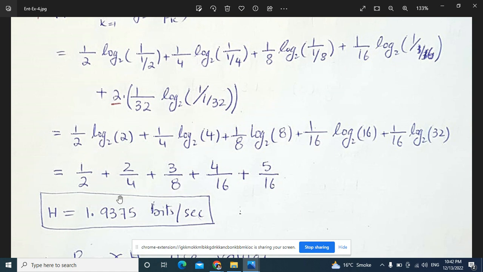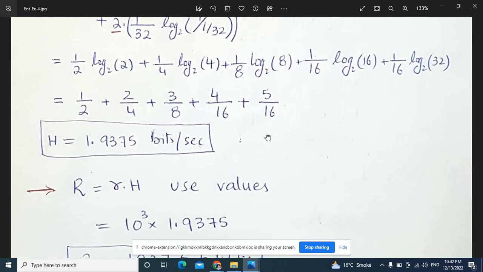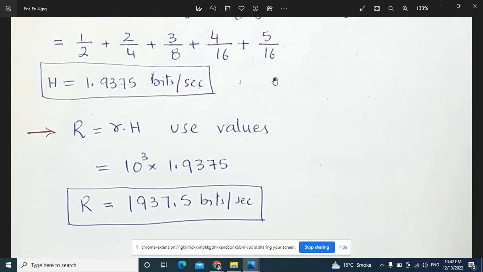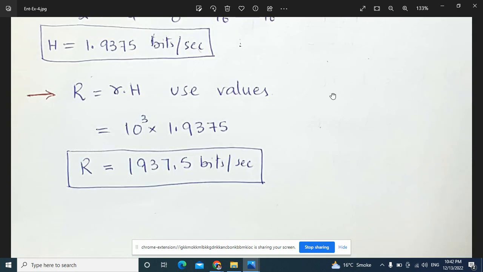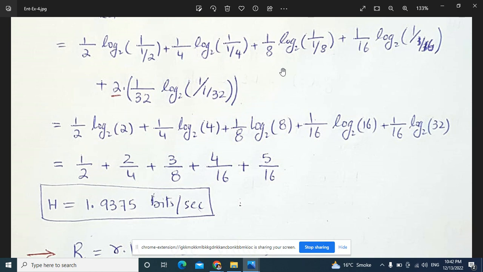If you sum them up together, then the entropy will be equal to 1.9375 bit per message. And we know that the rate R is equal to r multiplied by H. So you can use the values: r is 10 raised to power 3 multiplied by H, which is 1.9375. That is why the rate R will be equal to 1.9375 kilobits per second. That is the information rate.